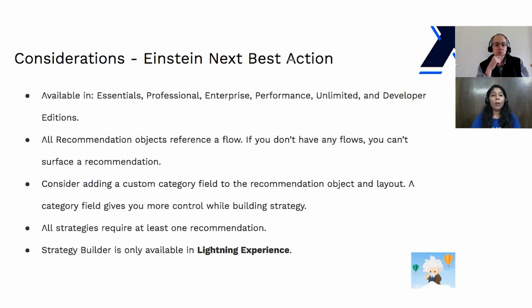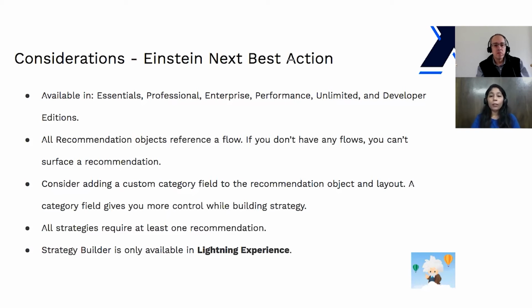Okay, now here is Einstein Next Best Action, which is available in almost all the editions. You basically have to have one active flow, a recommendation, and a strategy in place to surface the correct recommendation to a particular record. And Strategy Builder is available only in Lightning Experience.